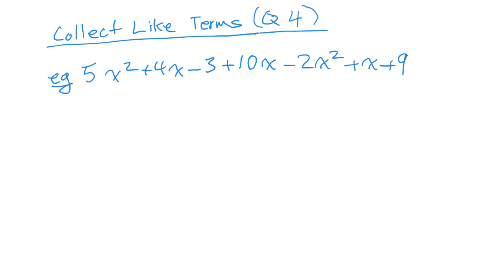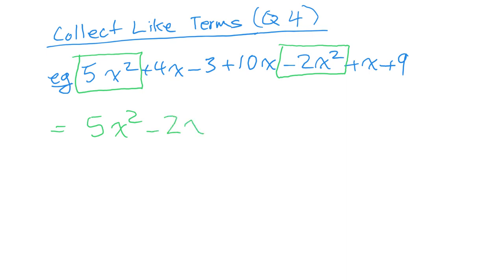Well, in order to collect like terms, what you have to do is make things that look the same, i.e. the terms are the same, the variables are the same. Those things need to be put together, okay? So if I'm looking at this problem here, 5x squared plus 4x minus 3, and then 10x minus 2x squared plus 9, the key is to look for the terms that are the same. And you'll notice, I'm going to highlight them in green. Notice I've got 5x squared, and then I've got minus 2x squared. So what I can write is 5x squared minus 2x squared. Okay, so you put those two together.